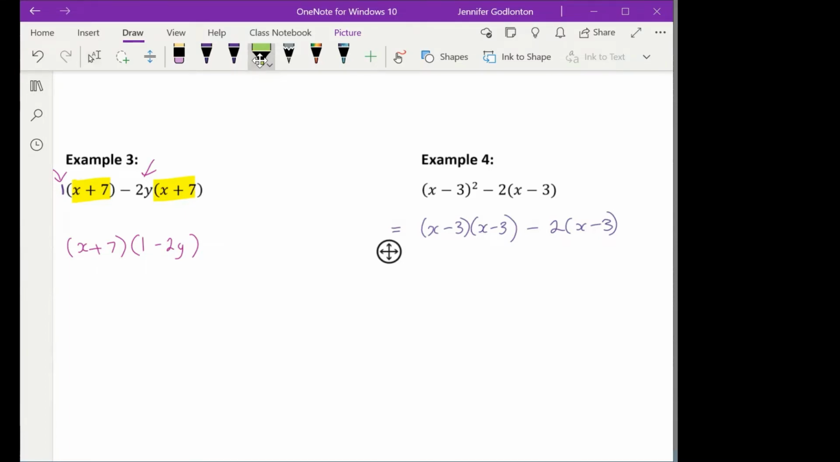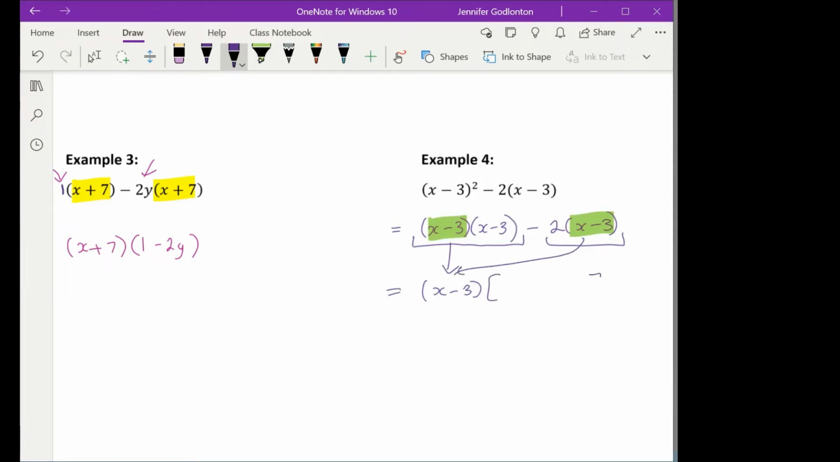Okay, so let's break these up. That's one term and that's one term, right? So we want to find which bracket is common in both of our terms. It doesn't matter which one I choose, but I can only choose one which is common in both of them. And when I've chosen that common one, I write it on the outside. So it's those two over there.